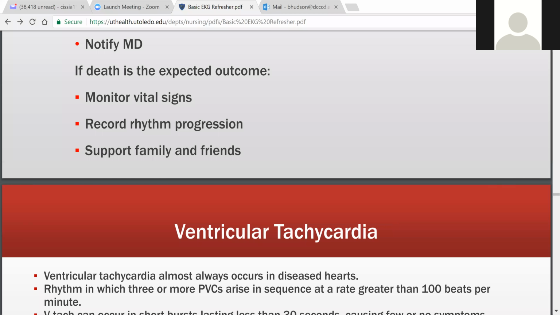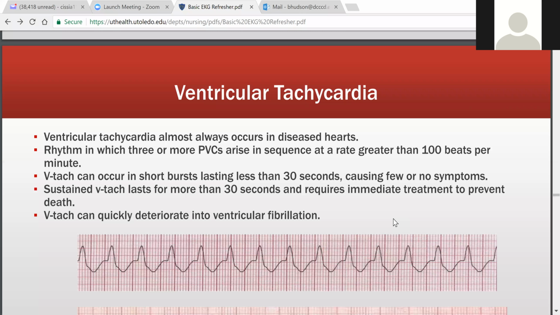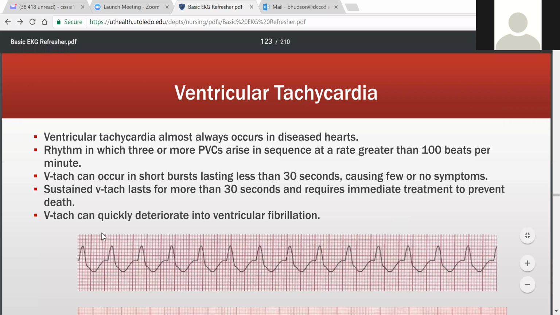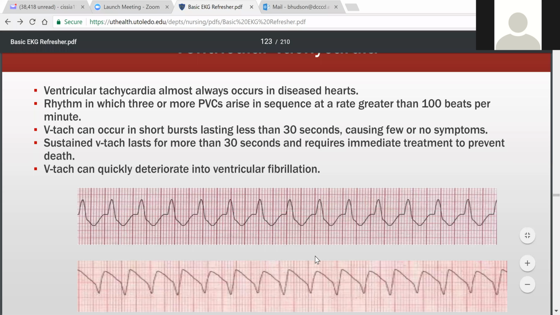All right, so here's ventricular tachycardia. Here is one example of what ventricular tachycardia would look like. This is more upright, here's your upright QRS, but it can also look like this down low. So these are the exact same rhythm, but their ECG tracings differ. This is a lethal rhythm.